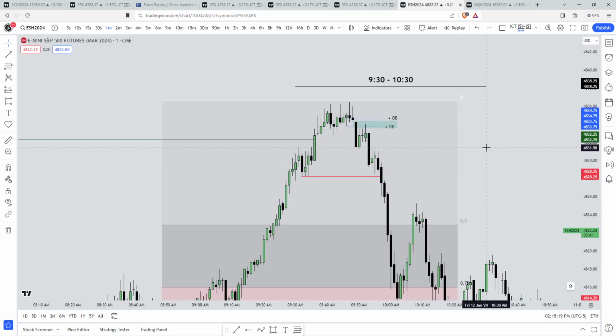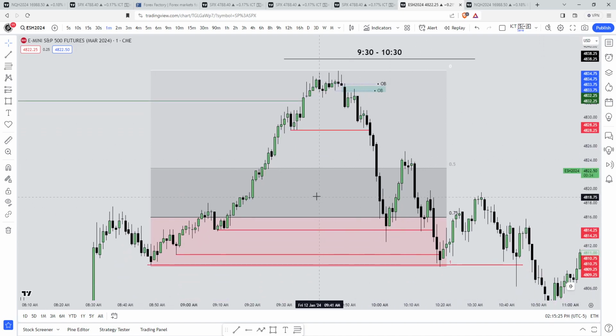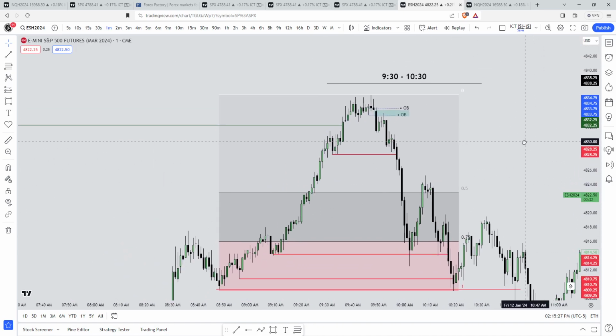So now we're going to talk about stop trailing. I typically do not trail my stop until price is close to the target area. Here's an example.